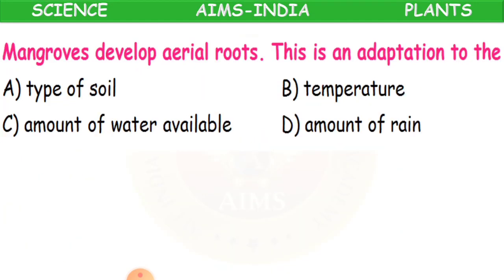Clear, children? Now the next question. Mangroves develop aerial roots. This is an adaptation to the dash.